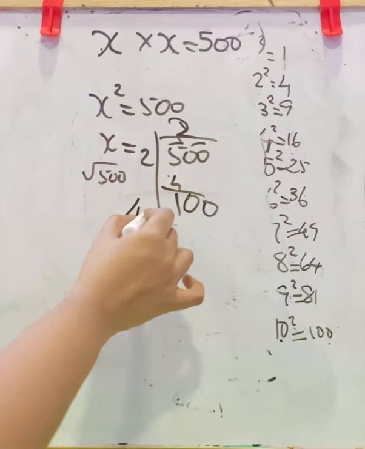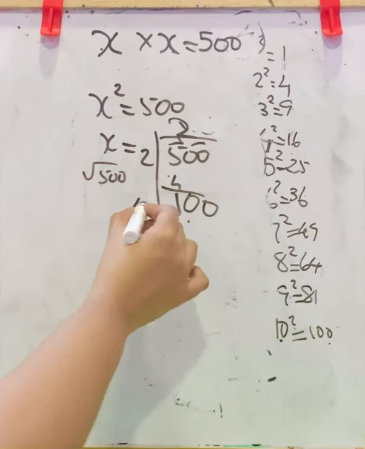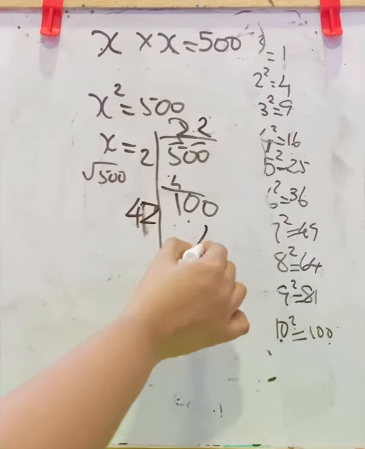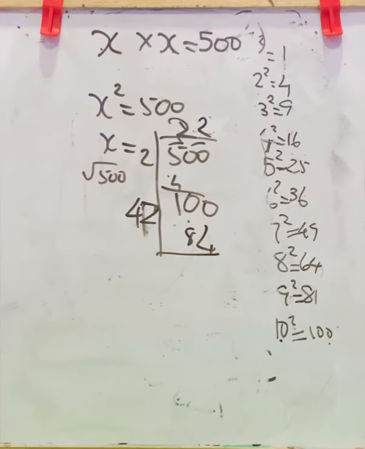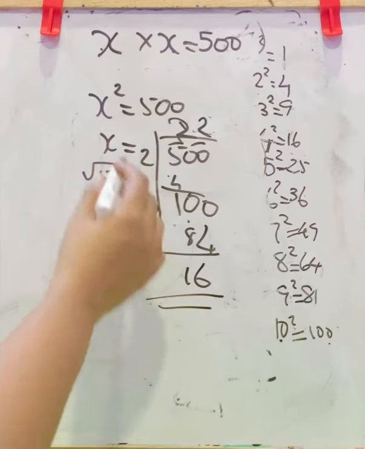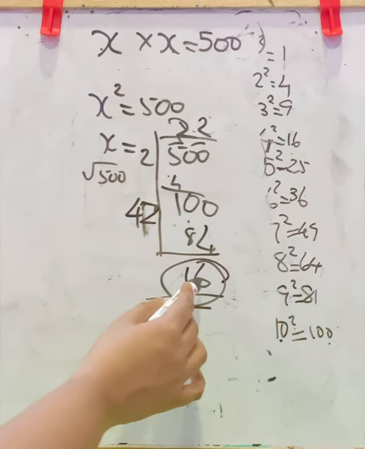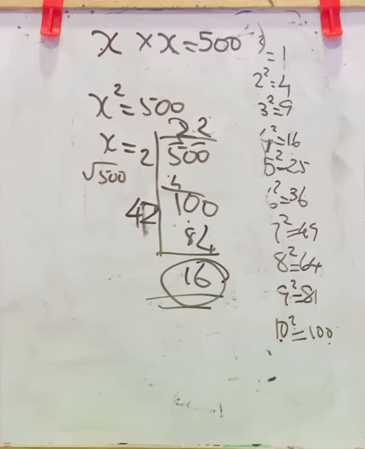It becomes 4. Dash and dash here. Here we can put 42 into 2. 2 2s are 4. 4 2s are 8. 84. 43 into 3 will be bigger than 100. 100 minus 84 is 16. Now you can't proceed this. This is the students left from this arrangement.